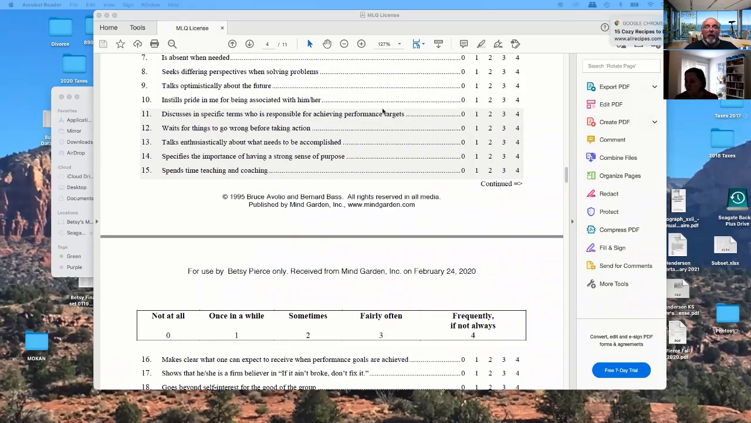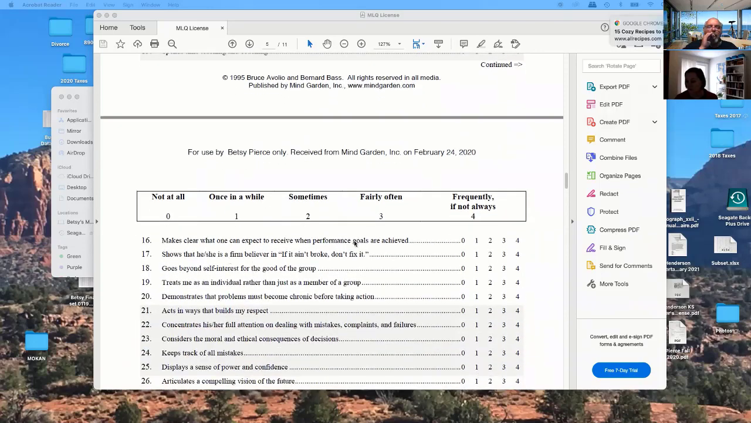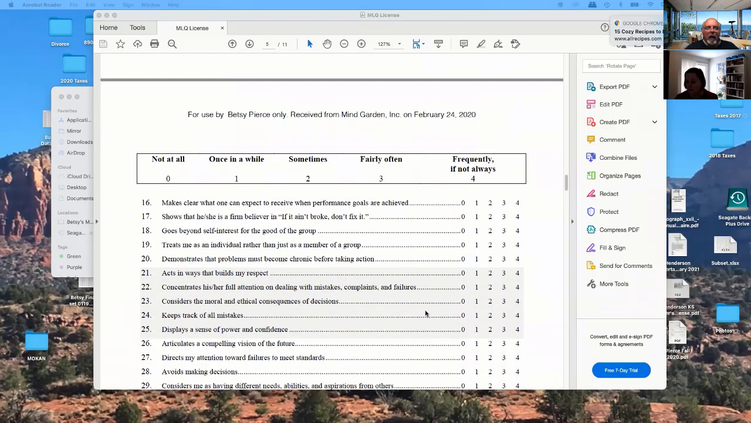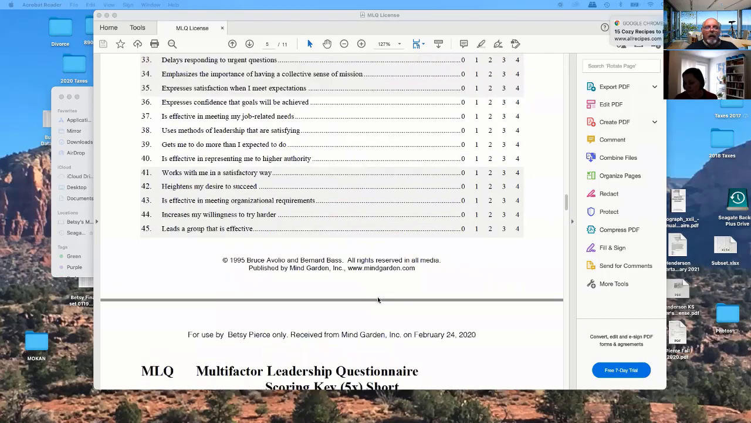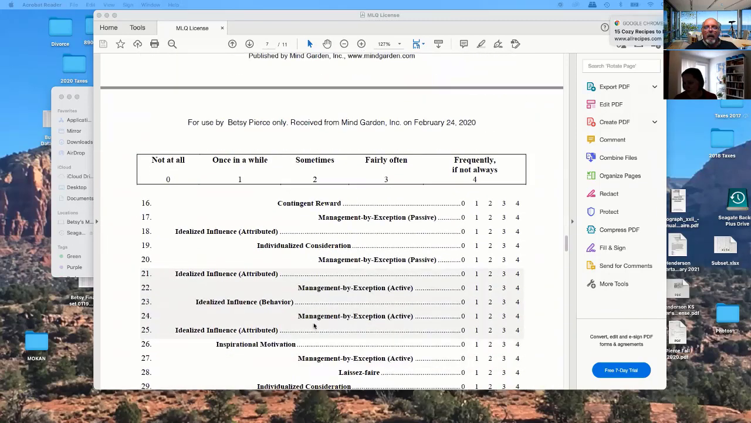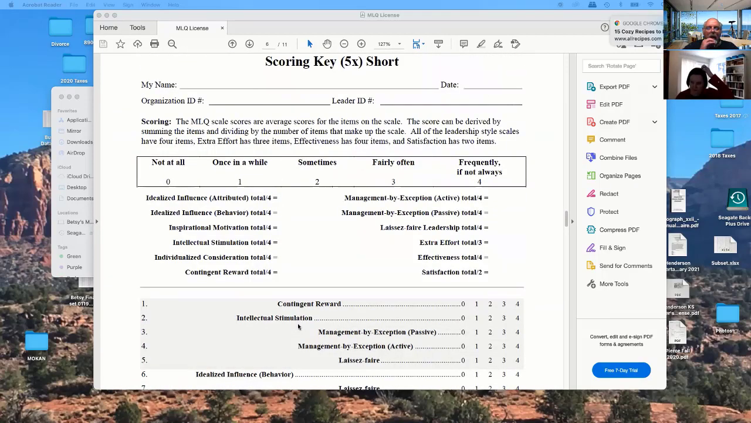So they shuffled them up. That's positive. Sixteen makes clear is positive. Twenty-two concentrates full attention. They're all positive, to me. There's one, keeps track of all mistakes. That's a little negative, but not necessarily like they don't do something. That's management by exception active. So they aren't really worded that way.